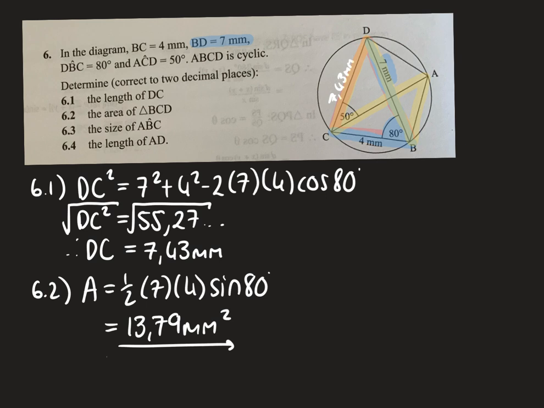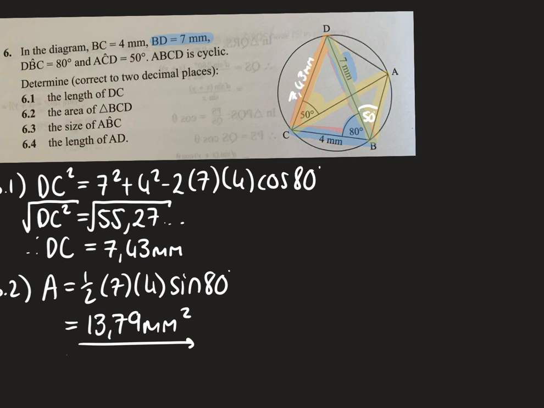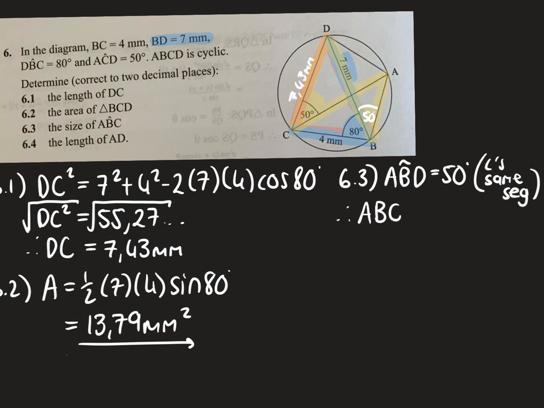So surely doesn't that mean, because it's cyclic, that that angle is equal to that angle? So can I not let this angle equal 50 as well because of angles in same segment? Yes, I can. So for 6.3, I'm going to state that angle ABD equals 50, angles same segment. And therefore angle ABC, which is what they asked me for, is going to equal 130 degrees.